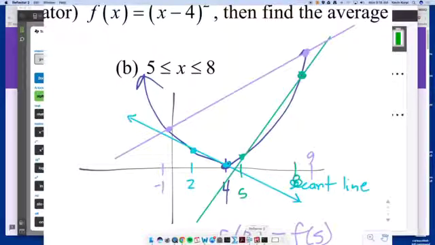So if you draw what's going on here, we're going from -1 to 9. So here on the parabola is -1, and 9 would be way up there. If you draw the what line connecting the 2 points? Secant line. You're looking for the slope of that line. The slope of that line is the average rate of change.